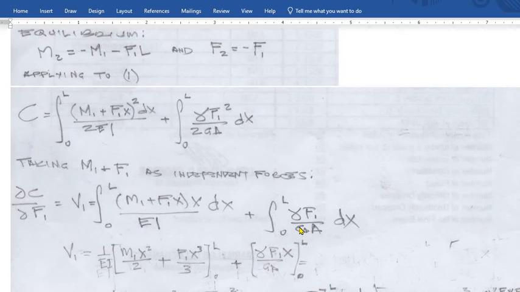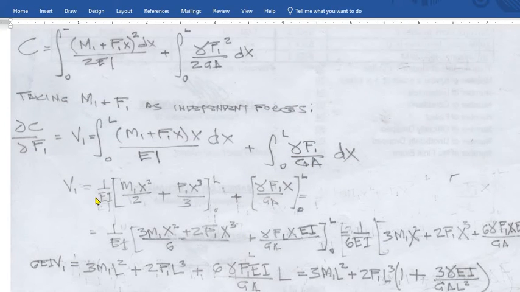And then it boils down to v1 is equal to 1 over ei times the quantity m1x squared all over 2 plus f1x cubed all over 3 plus gamma f1x all over ga, wherein both terms ang limit niya ay 0 to L. Okay, so in-skip na natin yung partial derivatives part.